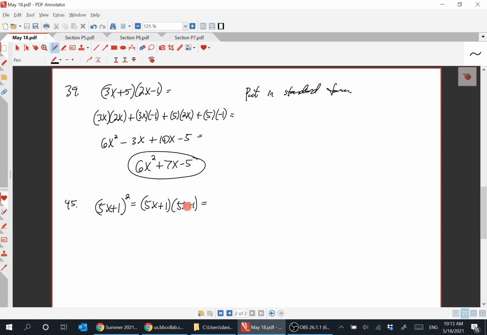All right. So first, outside, inside, last, or every term in here by every term in here. 5x times 5x, 25x squared. 5x times 1 is just 5x. 1 times 5x is just 5x. Of course, these two are going to be the same. And then 1 times 1 is 1. So I have 25x squared plus 10x plus 1. These will be important later, by the way, these squares of polynomials.